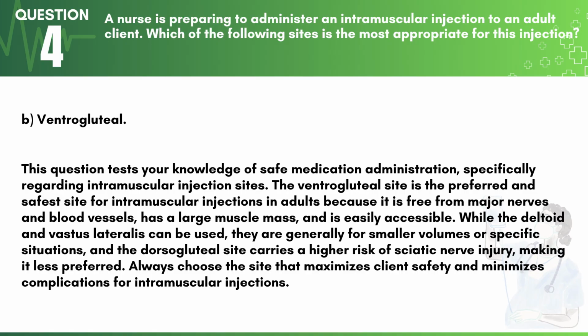While the deltoid and vastus lateralis can be used, they are generally for smaller volumes or specific situations, and the dorsogluteal site carries a higher risk of sciatic nerve injury, making it less preferred. Always choose the site that maximizes client safety and minimizes complications for intramuscular injections.